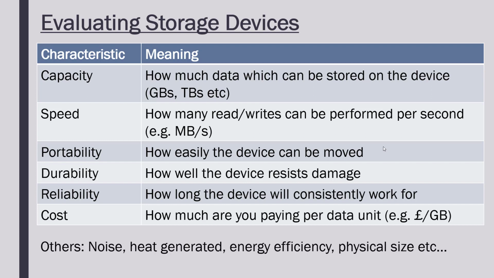There are other relevant characteristics we could talk about, things like noise. If it's got a spinning disk, it might be quite loud, it might generate quite a lot of heat, it might not be very energy efficient, a lot of electricity might be used, and also physical size is relevant. You could have a massive disk with a huge capacity, but it may not fit inside your tablet or your phone or whatever, right? So ideally, it will be fairly small if you don't have much space. All of the characteristics on this page you could write about in an exam question.